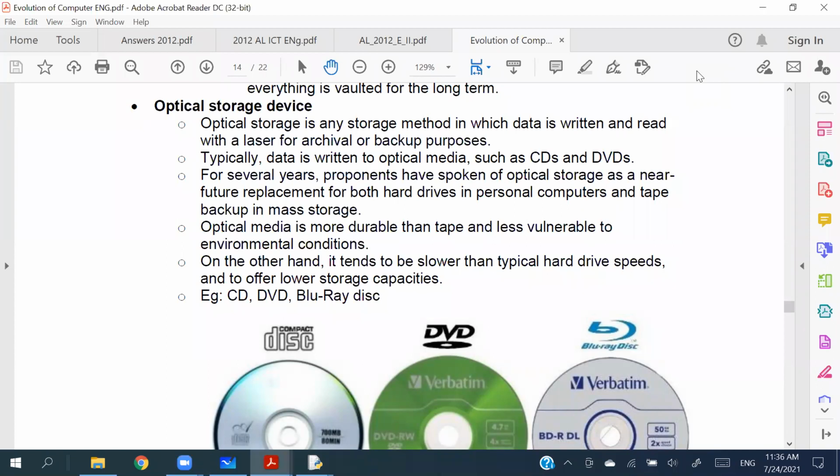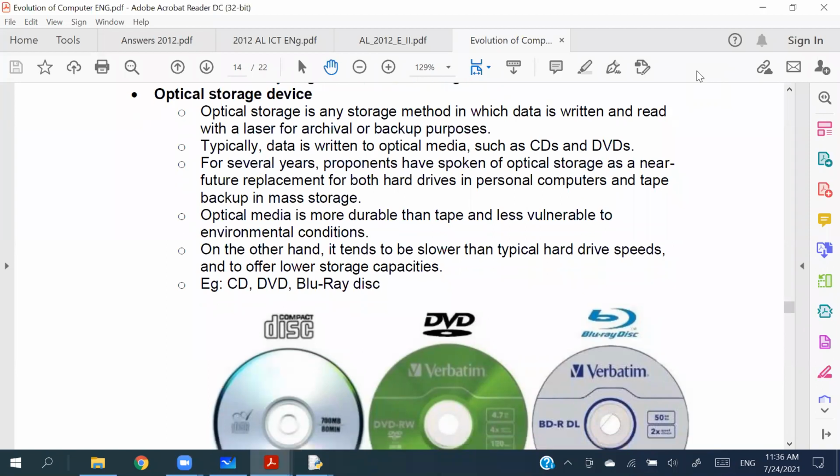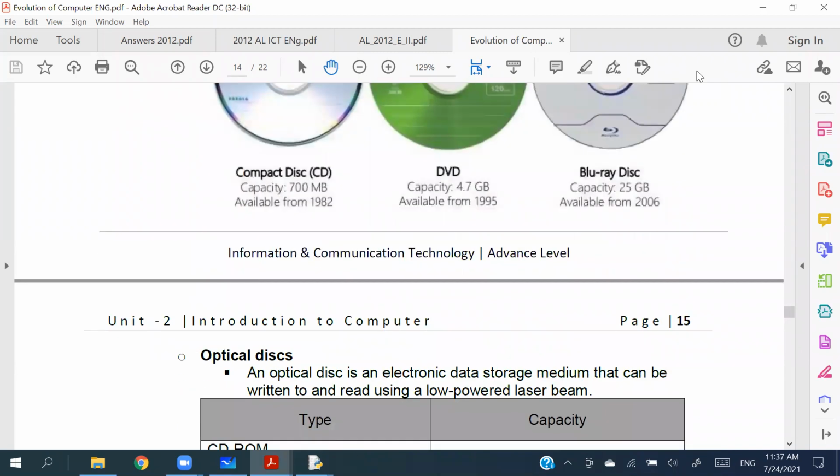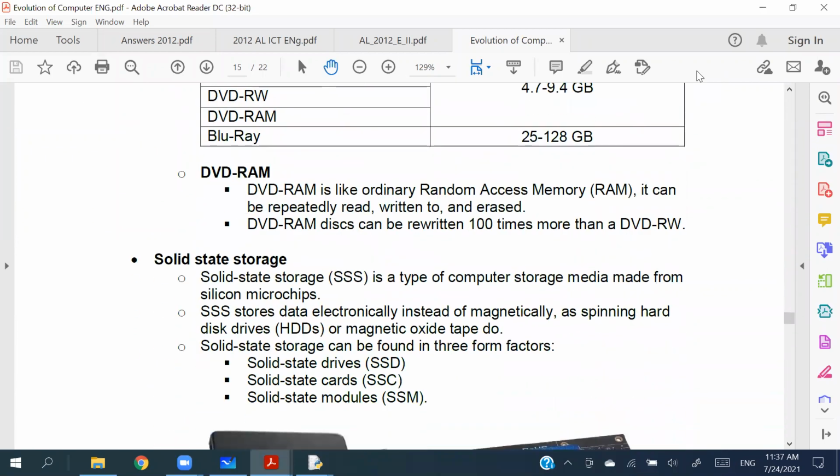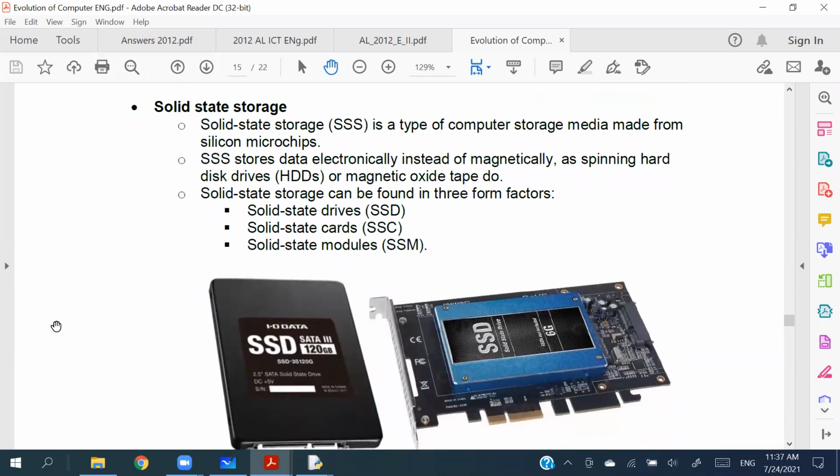The optical storage devices, that is the second category. First category is the magnetic media, and we get to know how a CD is going to have its data onto it, and how they are being read, and what is the technology that they use to store these things, right? And later we talk about the solid state storages as well.